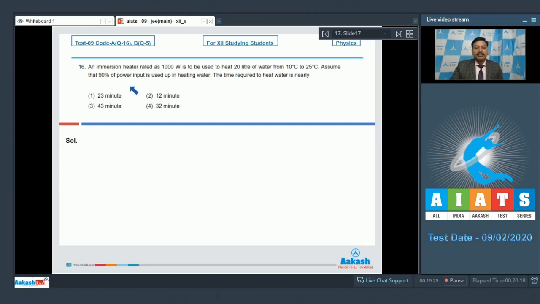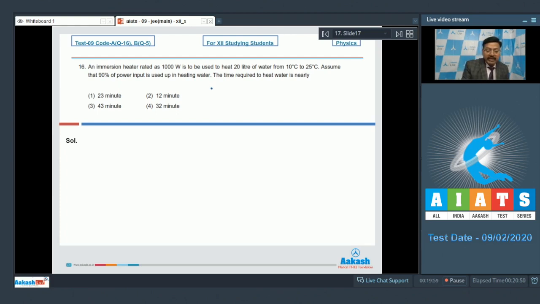Well, the question is essentially based on the concepts of calorimetry. We have to find the time it will take to heat the water from 10 degrees C to 25 degrees C. And the power is 1000 watt, but only 90% of this power is going towards heating the water, and 10% we can assume is being wasted. So effective power being imparted to water is 900 watt.